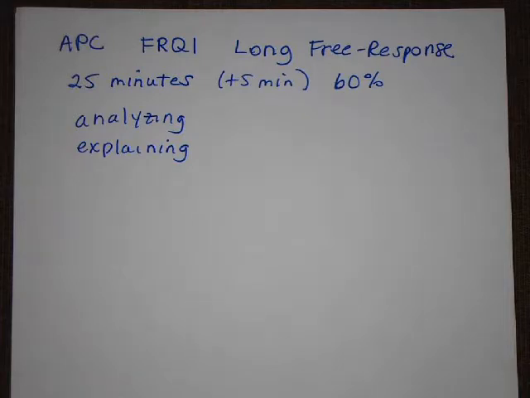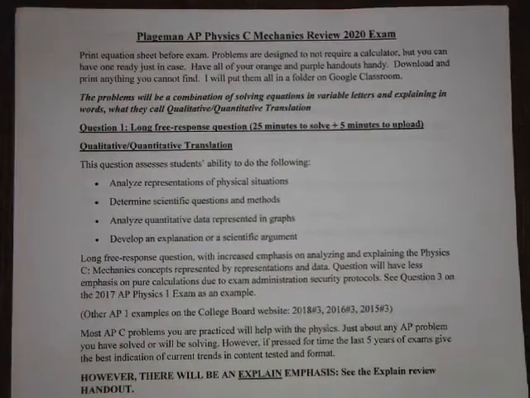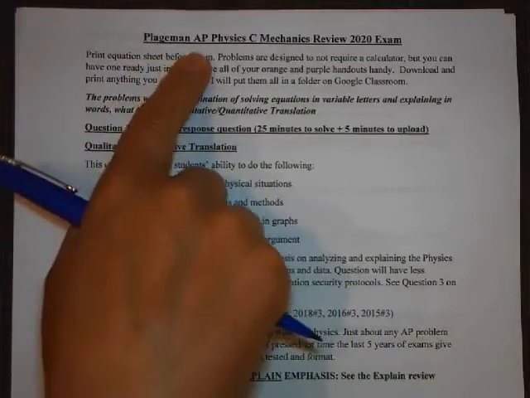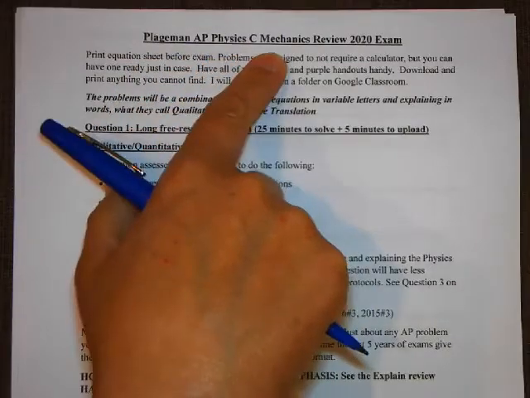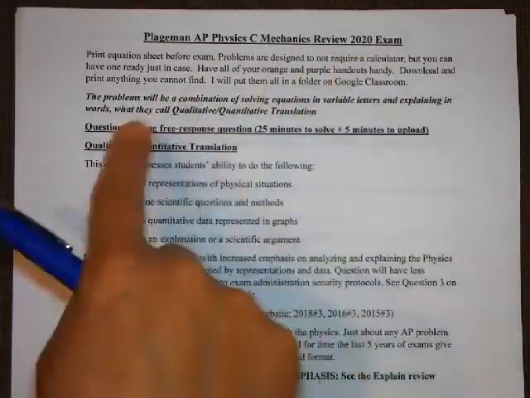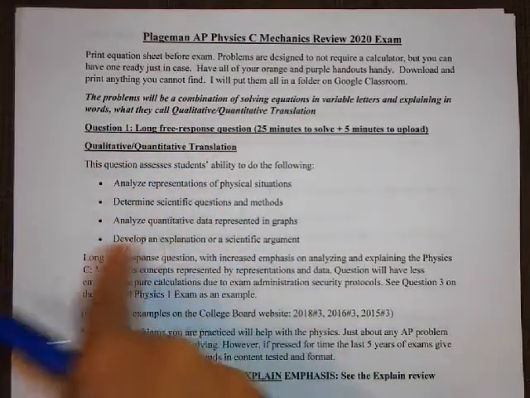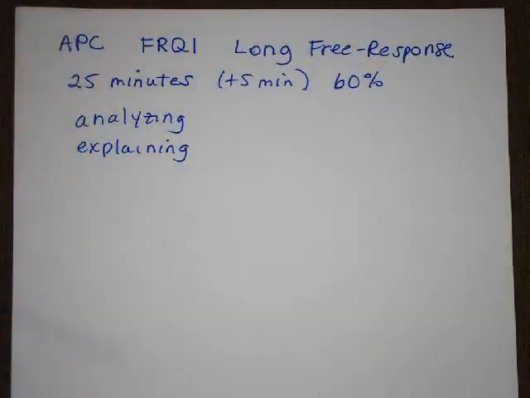Now, what you should be looking at is the handout that I gave you. This one is called APC Mechanics Review 2020 exam, and what we're doing now is going over question number 1. So there are different types of things. They want you to analyze representation of physical situations, determine scientific questions and methods, develop an explanation or a scientific argument, analyze quantitative data represented in graphs. So there's a bunch of things that they want you to do.